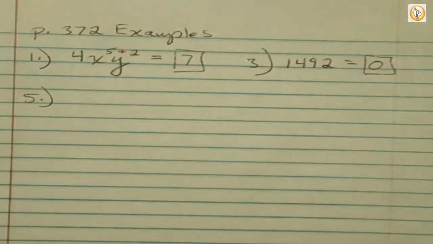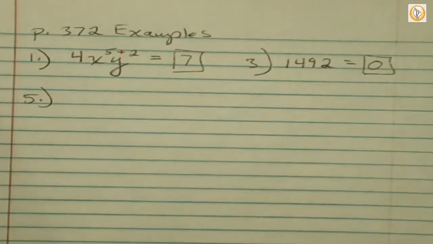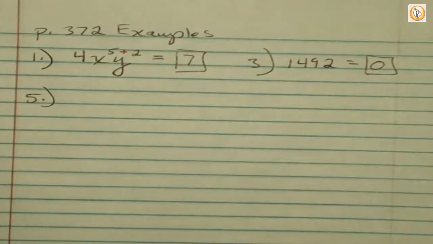Morgan, what are the directions to number 5? Classify each expression as a monomial, binomial, trinomial, other polynomial, or not a polynomial. Then state the degree of each polynomial.